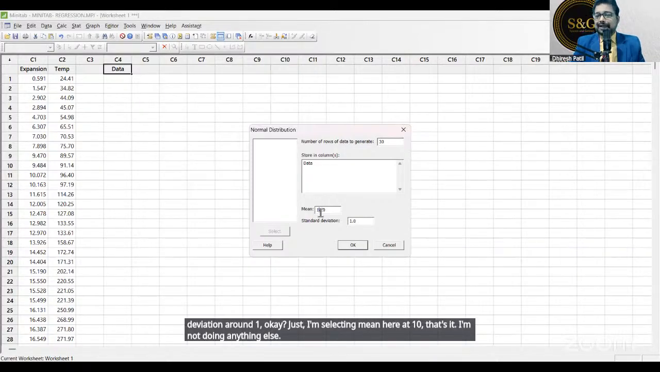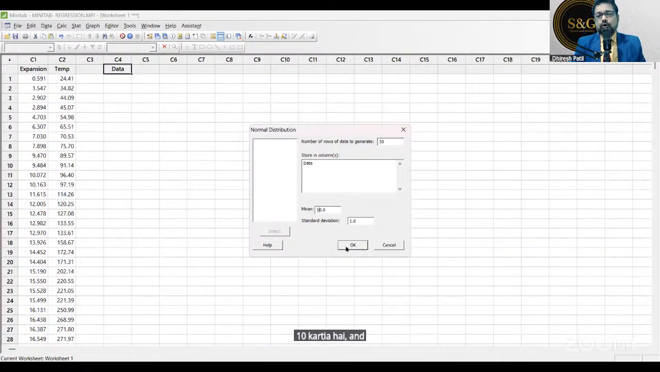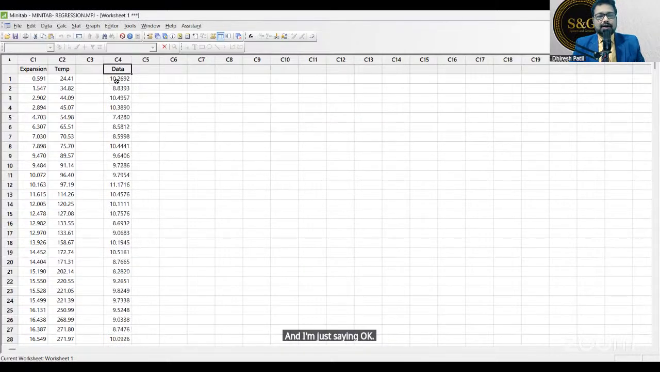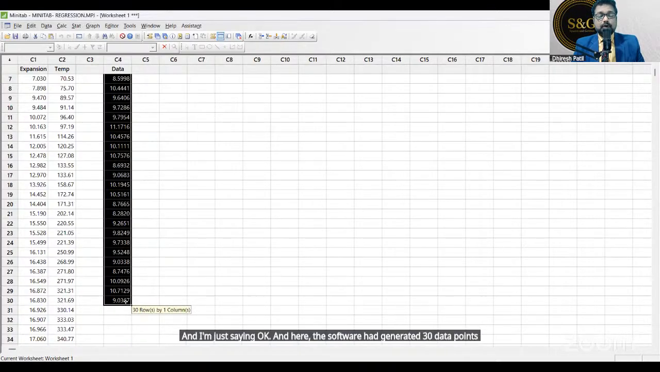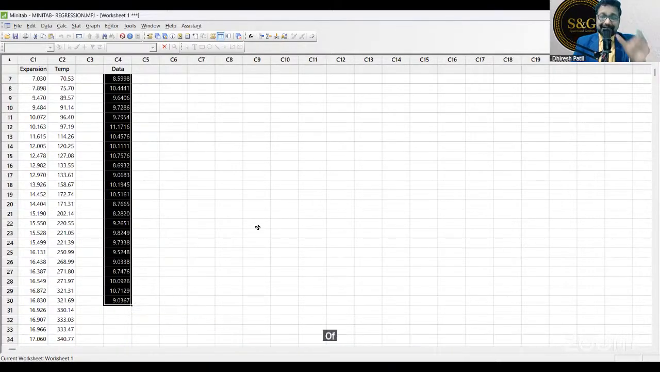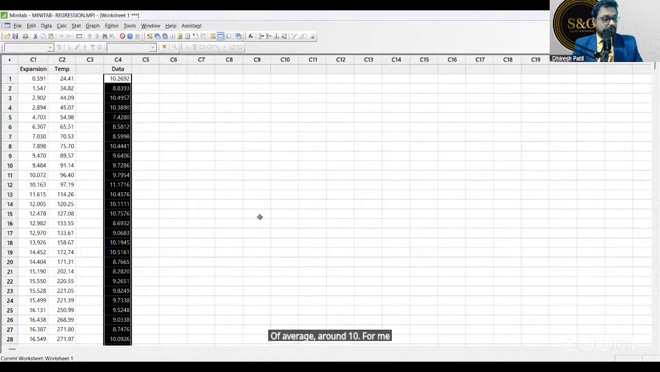I have set the mean to 10 and I'm just saying OK, and here the software has generated 30 data points with an average around 10 for me. Have you also received this? Just give me yes in the chat box.